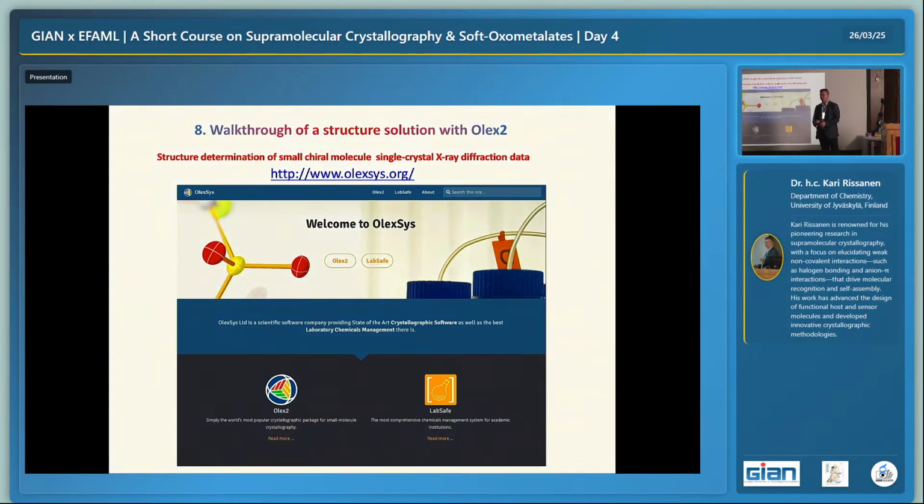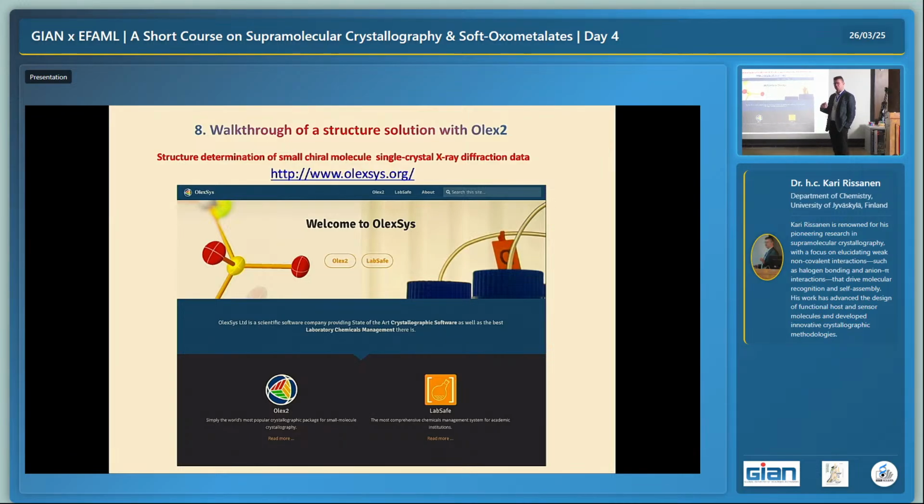Now we are ready to do real work. We have done the theory, and we know what X-rays are. We know that we need the instrument. This is the diffractometer, which uses X-rays, and we have to record all the reflections coming from the crystal. These then appear as numbers from the instrument.